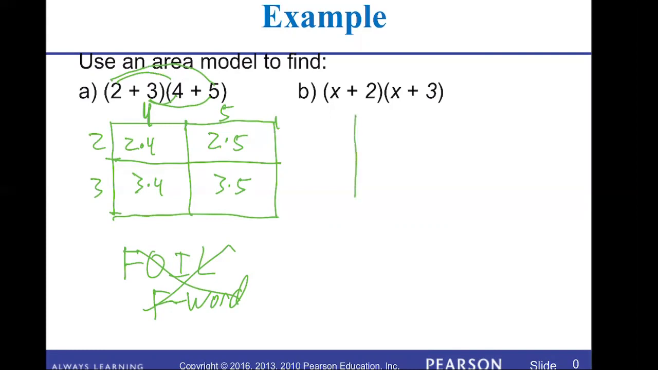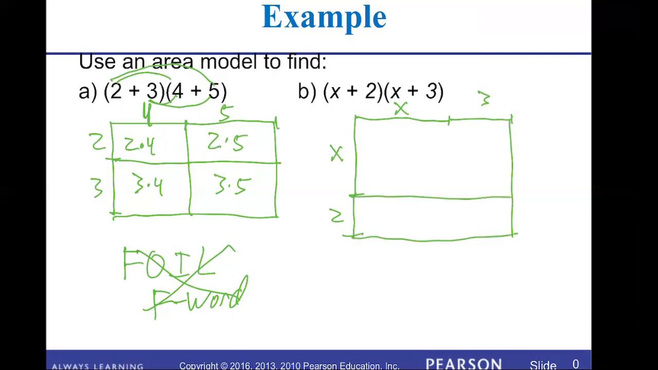I'm going to do the same thing. I'm going to call this length X. So that length is X. And I'm going to make that 2. So if I do a 3, it's a little bit bigger. I'm going to make my rectangle. X times X, that's X squared. X times 3 is 3X. Notice I snuck in the commutative property. 2 times X is 2X. 2 times 3 is 6. I get X squared plus 5X plus 6. And I did the distributive property. I didn't use the word FOIL at all. That's multiplication.